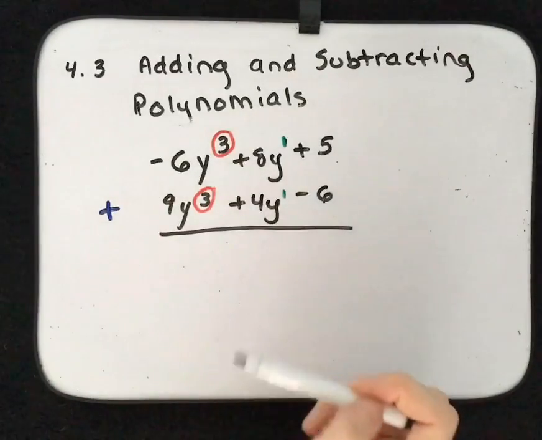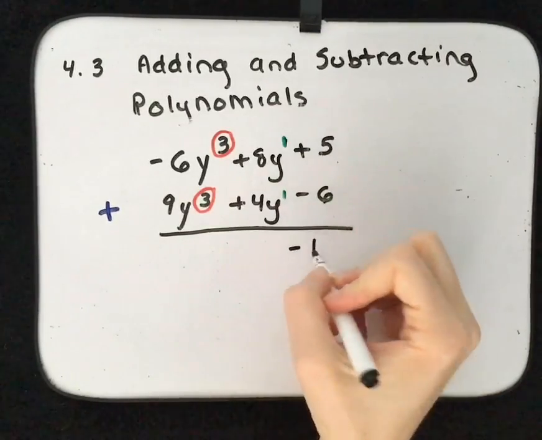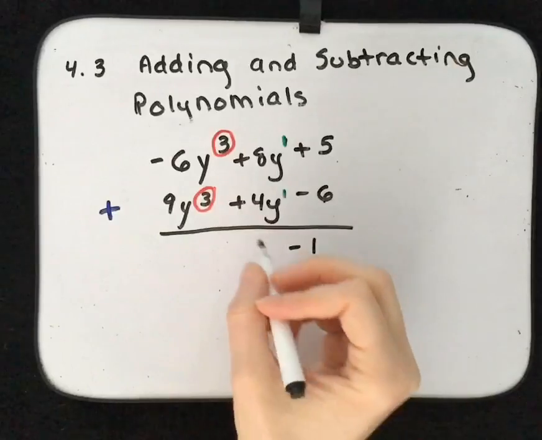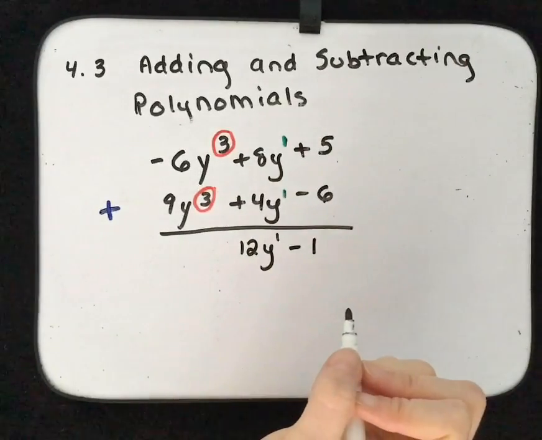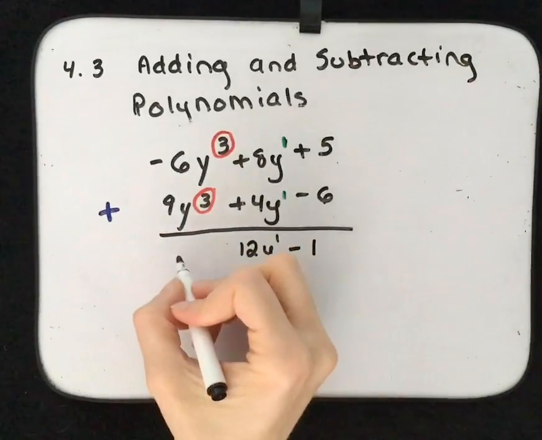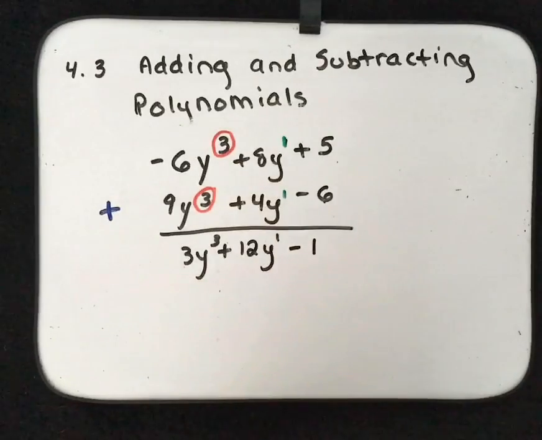straight down each column. So looking at 5 plus negative 6, that's negative 1. Looking at 8 plus 4, that's 12, and carry on your y to the first. I'm looking at negative 6 plus 9, that's 3, and carry our y to the third. Let's try a subtraction.